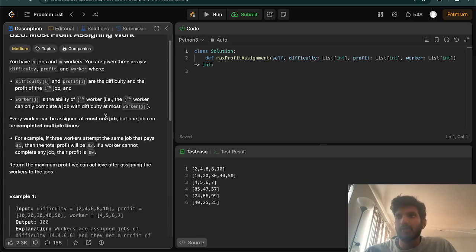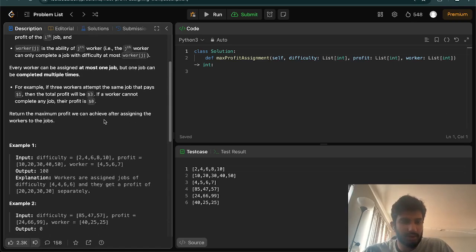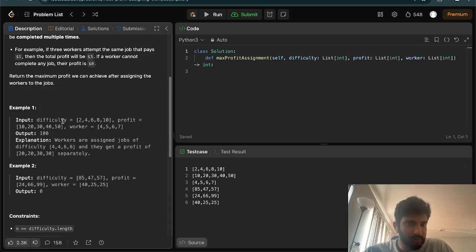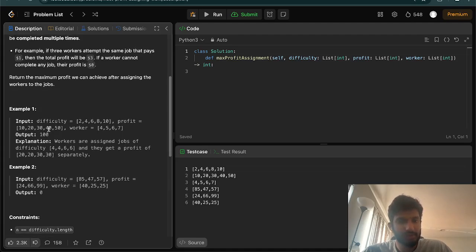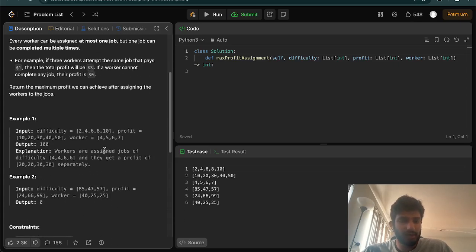I kind of got the chance to think of this problem already, and based on what I understand, since we have 2 and 10 here, it's not only the difficulty that we need to consider. Amongst the difficulties, we have to get the maximum profit for a specific worker. So the idea that I have is that first we sort the workers.